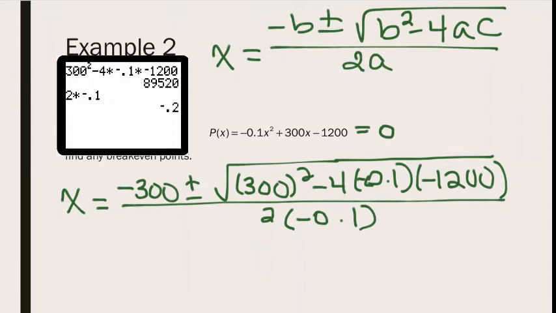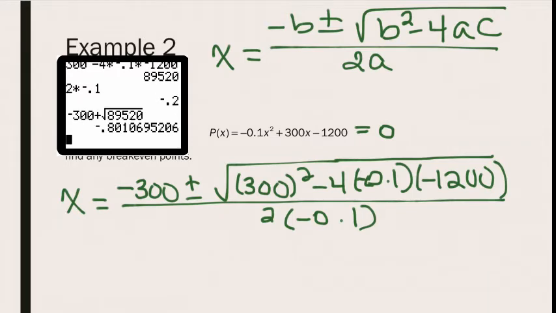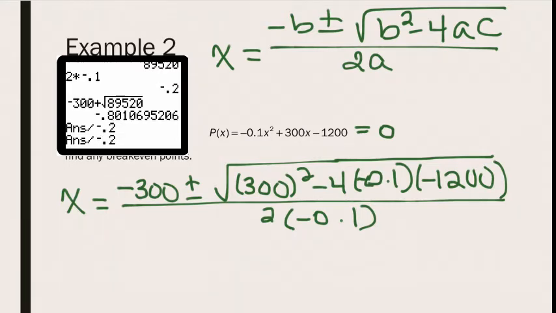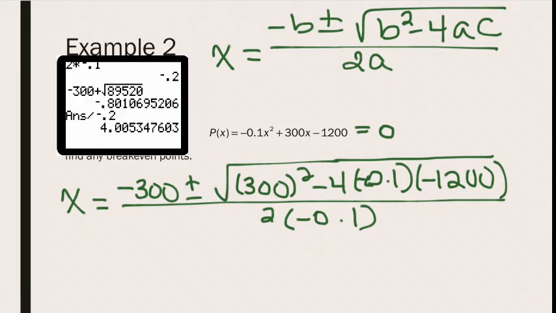So we have negative 300 plus the square root of 89,520, and then we're going to divide that number by negative 0.2. So one of my break-evens here is x equals 4.0053.